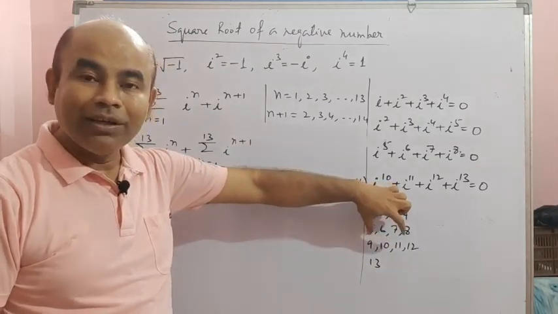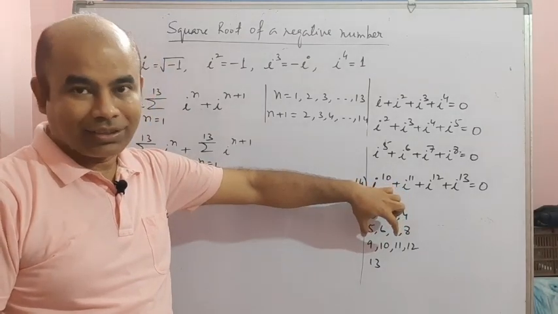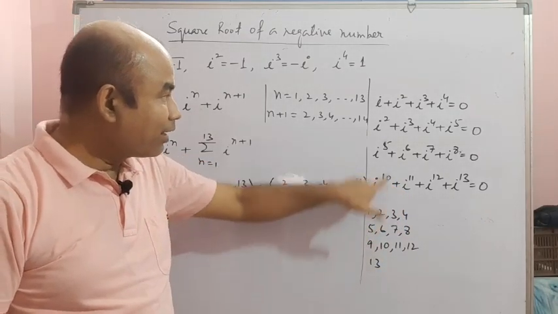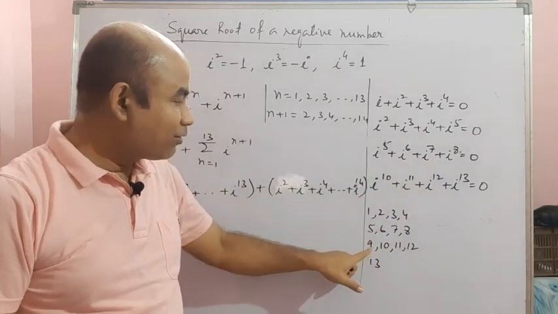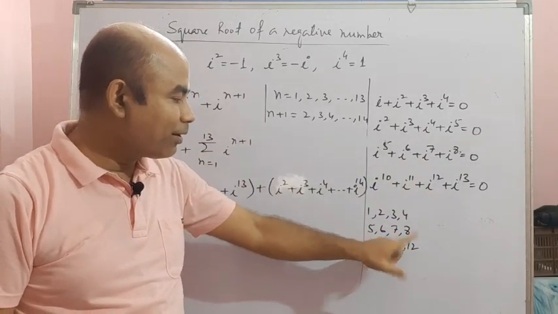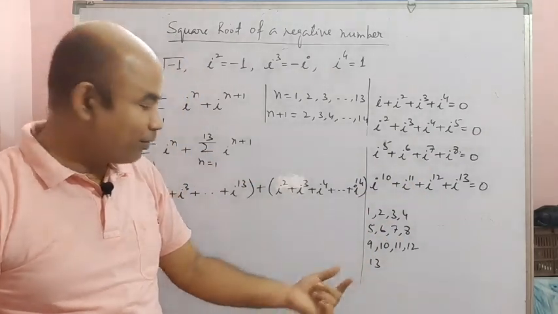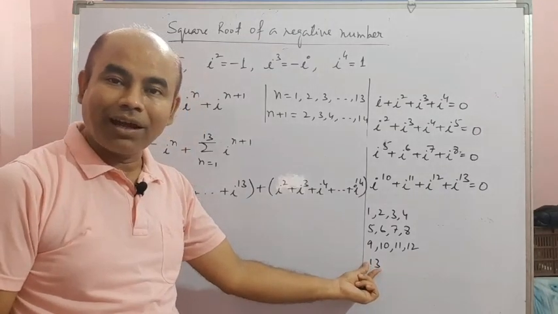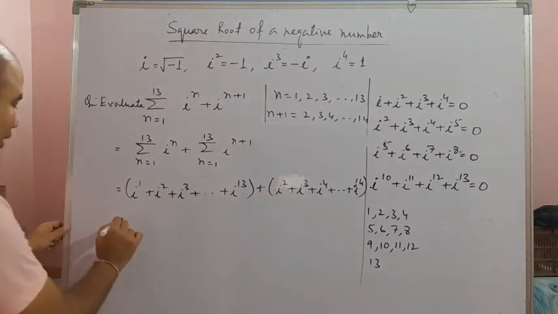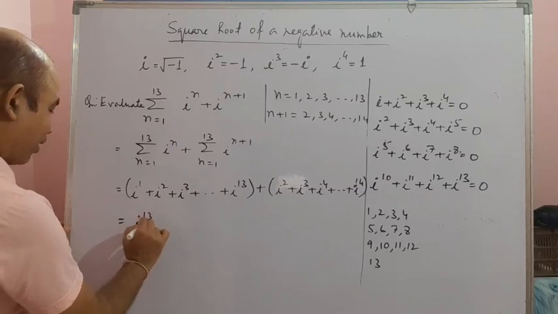When you take 4 consecutive integers, the sum is 0. Like here, this one I have written: i to the power 9, i to the power 10, i to the power 11, i to the power 12. The sum will be 0. So you have only this one, 13, left. So this will be only i to the power 13.